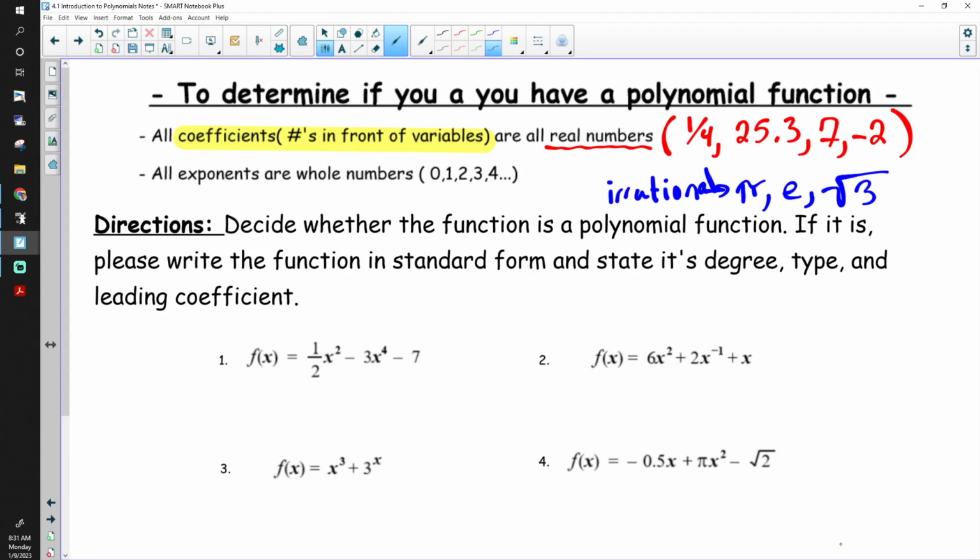Is that an A or an E? It's an E. E is like pi. We'll actually learn about E later in the year.